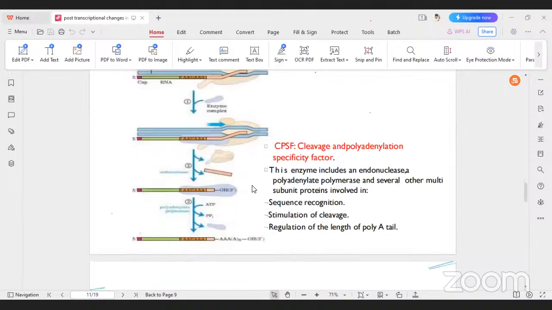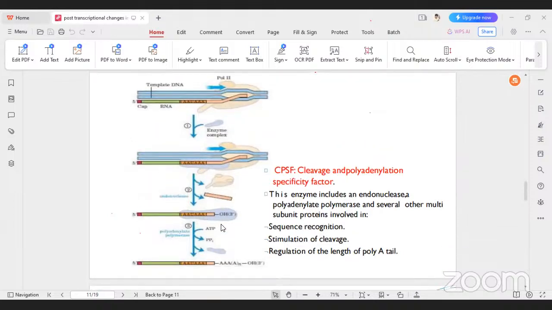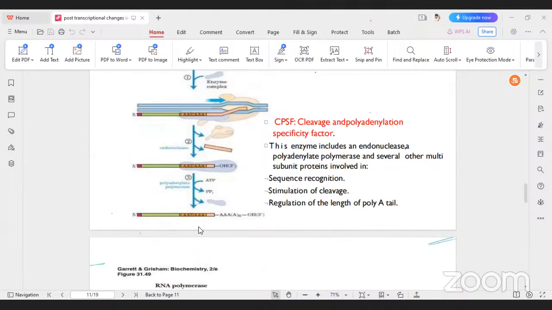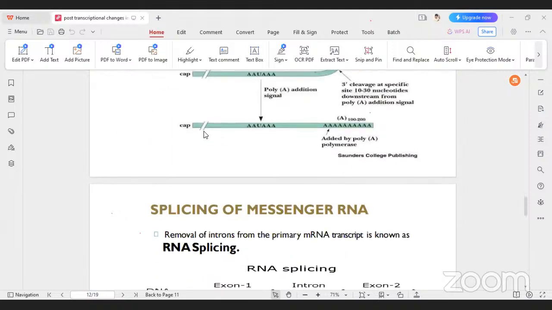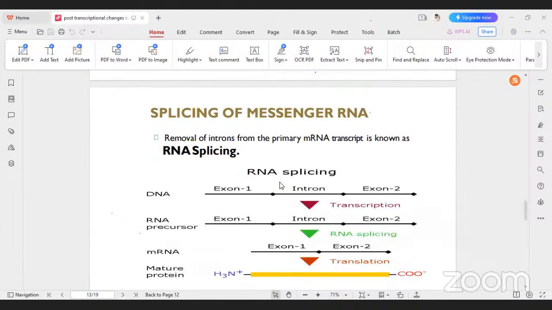So, cleavage and polyadenylation specific factor. If you see it diagrammatically, this is polyadenine tail and cap formation. The cap, then the AO specific site: after the cut at the CA site, polyadenine is formed, maybe 100 to 200 residues. Now let's see the splicing mechanism.